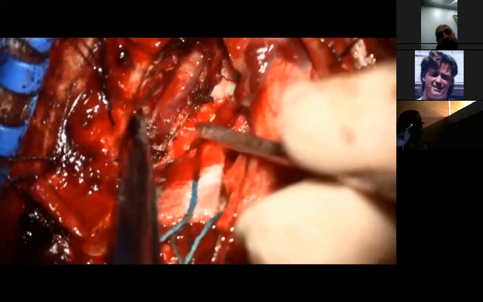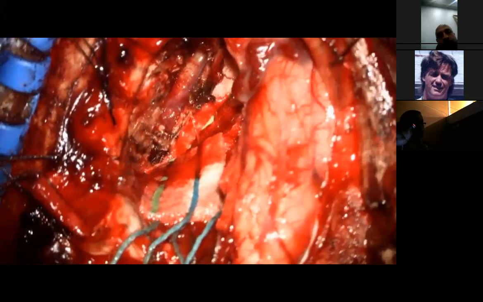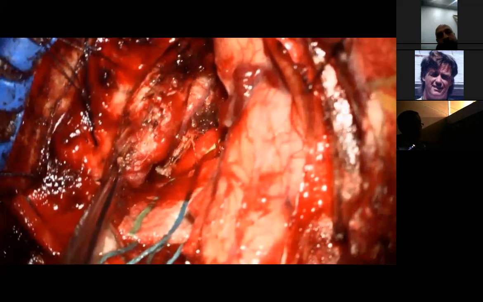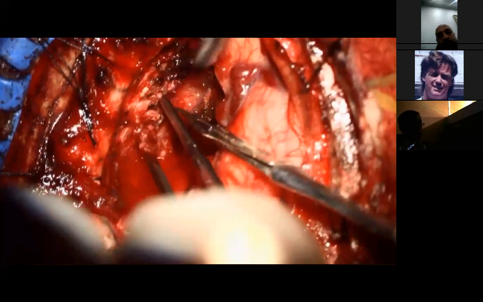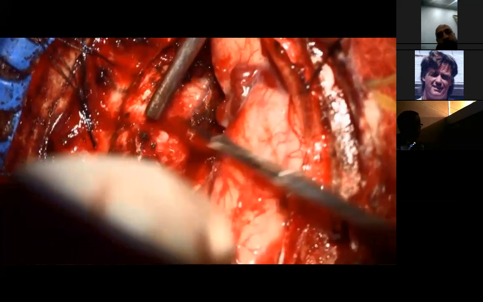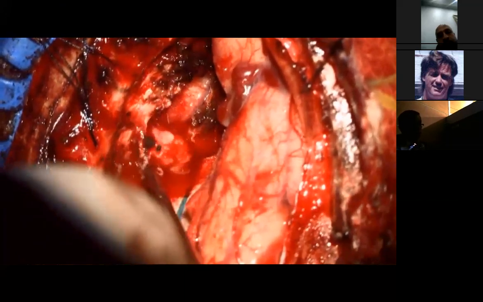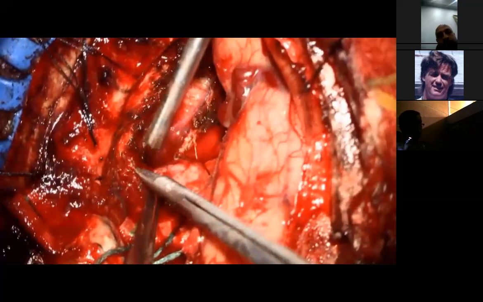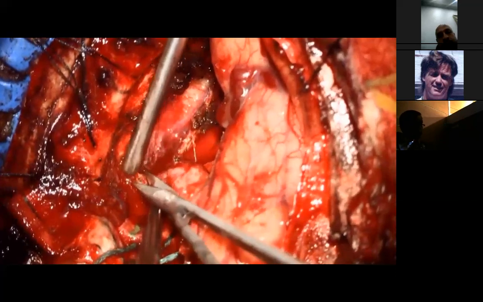So this is the hemisphere on the other side, and look at the amount of the tumor in the leaves of the falx. Opening the falx of the tentorium is an art that the neurosurgeon should master. The sagittal sinus is here.